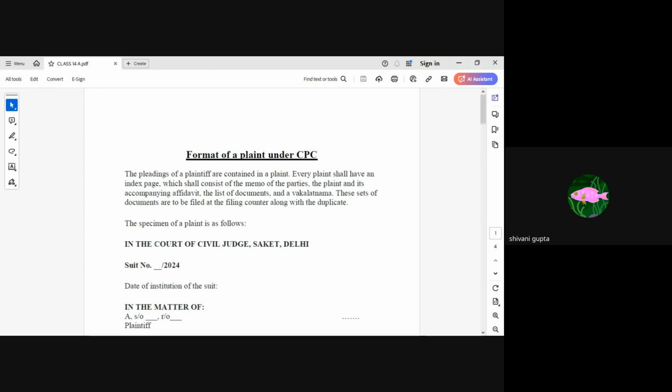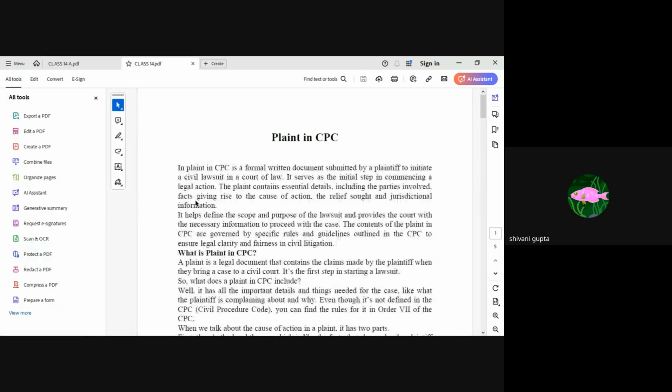Before directly jumping onto the format of the plaint, how the plaint is drafted under the CPC, I would like you to be acquainted with another thing, that is what the plaint is. That is also very important to discuss before that.